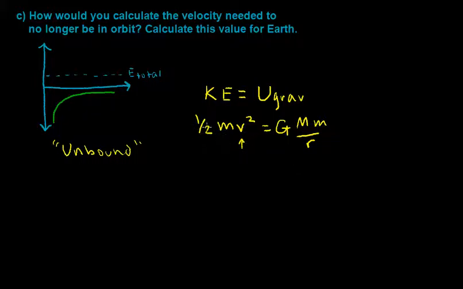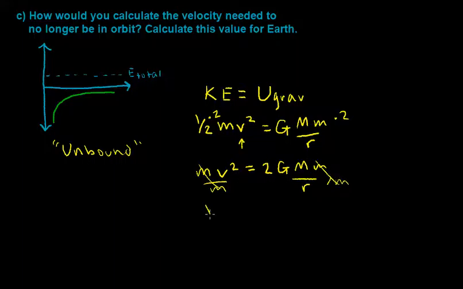So the first thing we do is we multiply by 2 on both sides. So mass times velocity squared is equal to 2 times big G times the mass of Earth times the mass of our object divided by the radius of Earth. So then we divide by the mass of our object, and that cancels out. Our velocity squared is now equal to 2 times the big G constant times the mass of Earth divided by the radius of Earth.